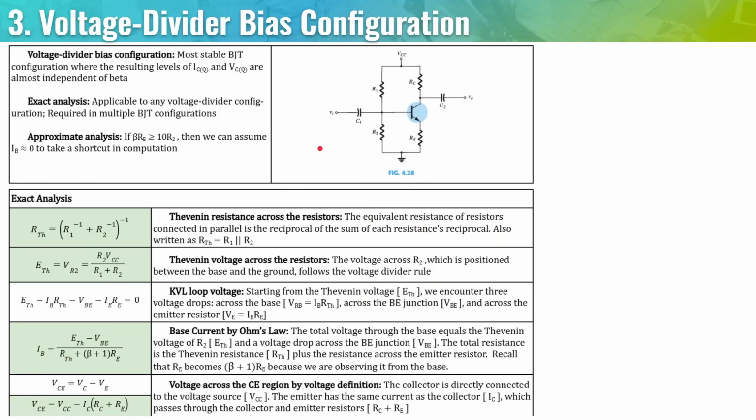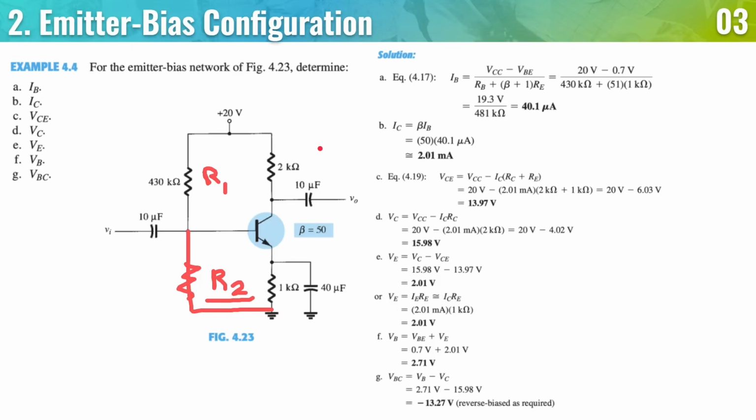So let's proceed now to the voltage divider bias configuration. It's just the same as the emitter bias configuration, except the RB before is now considered R1. And now we have an additional resistor R2 connected to the ground and to the base. Remember, R2 must be connected to the ground.